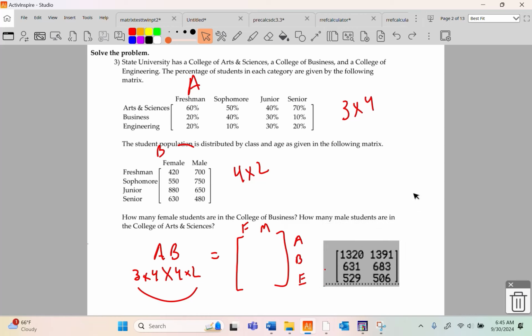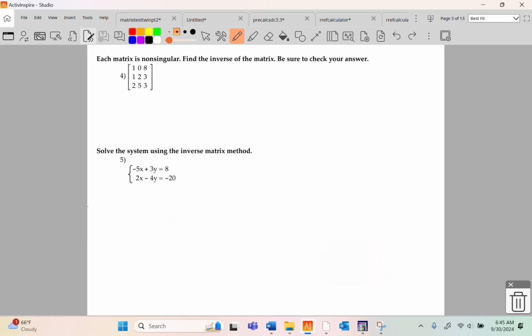So the goal is to figure out how many male students are in the College of Arts and Sciences. Arts and Sciences would be this one right here, and it's males. So 1,391 males. Oh, I'm sorry, that's the second part, 1,391. The first part was females in College of Business, which looks like that guy right there, 631. There you go. It's not a hard problem.